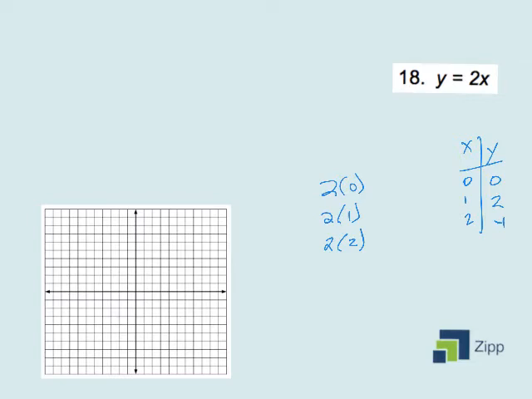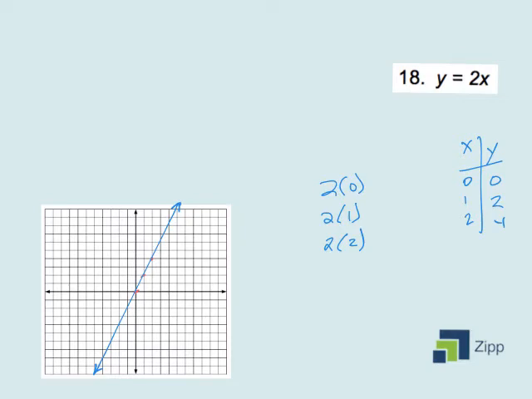So I'll graph those points. 0, 0, 1 over 2 up, 2 over 4 up. I'll connect them with a straight line. Again, with arrows on the end of the line so that it indicates that it's infinite.